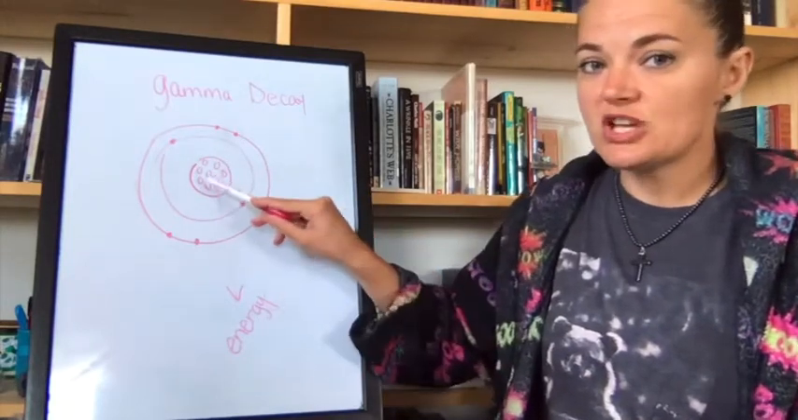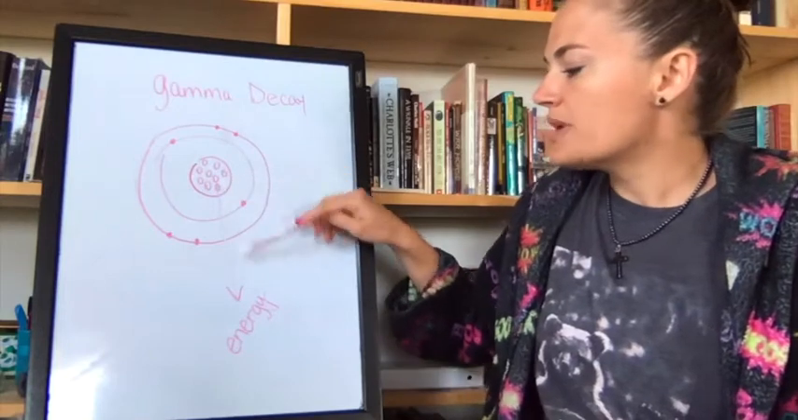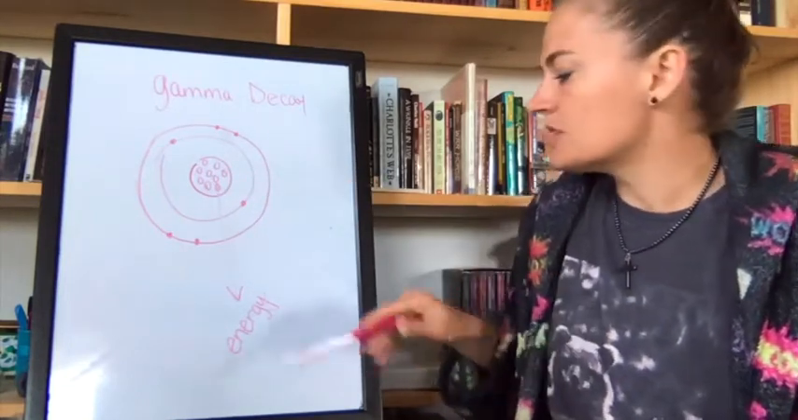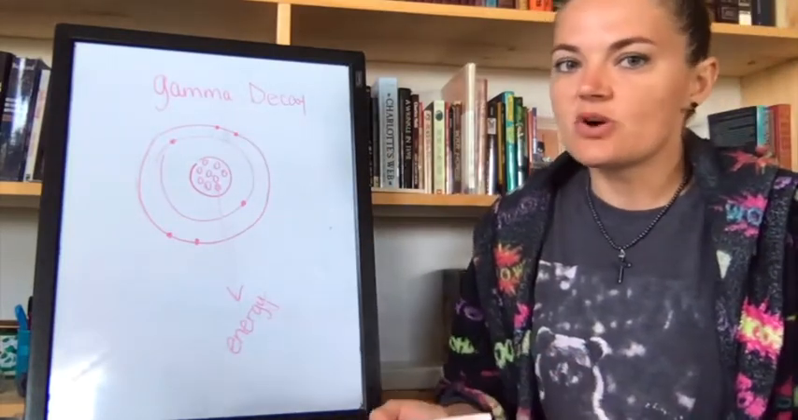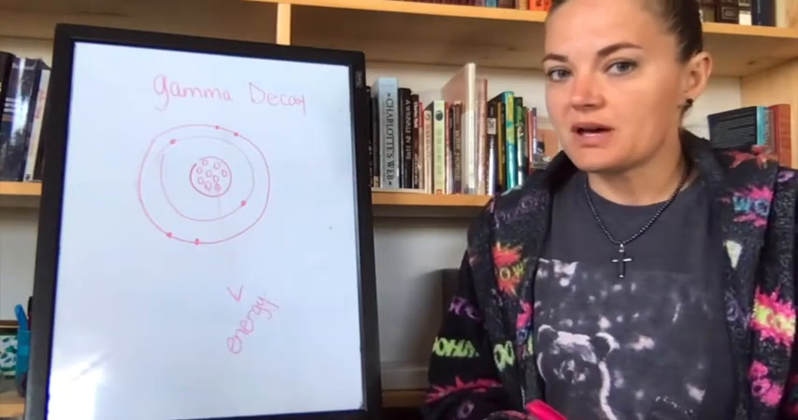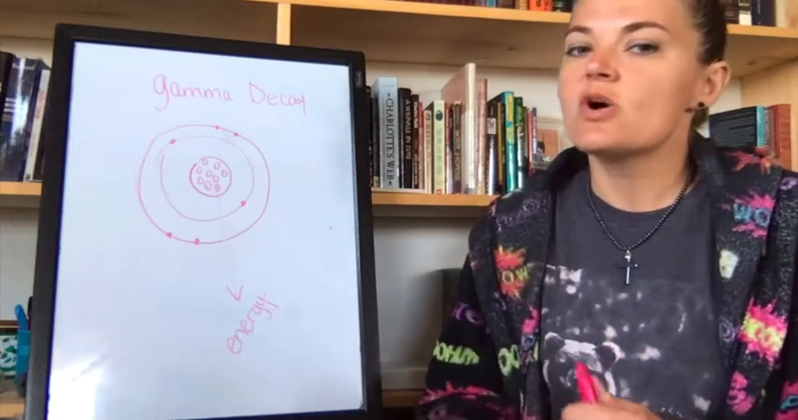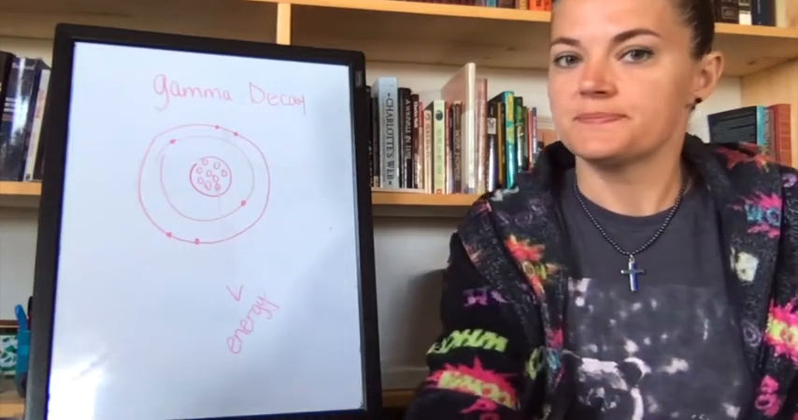So there's no change to the number of protons, there's no change to the number of neutrons, but it releases energy, changing the amount of energy found within that nucleus. That energy is released as gamma rays, and so it's called gamma decay. So if you remember gamma, it has no change of the nucleus, only a release of energy through gamma rays.